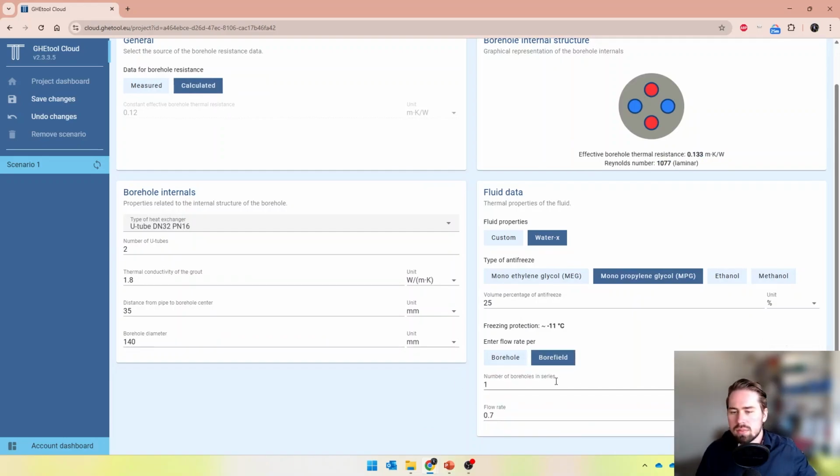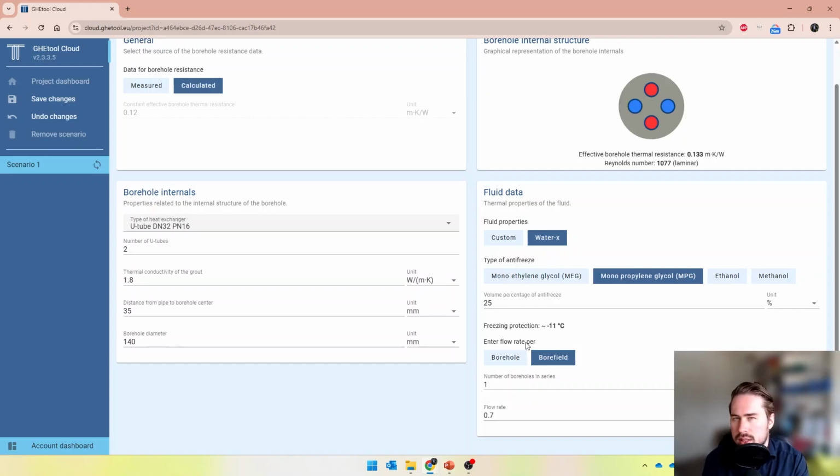Now, this difference is important because your flow rate, and we will create a whole separate video specifically for that topic, is determined by your heat pump and by your building demand. So check in the documentation what actually the flow rate is of your heat pump. And this flow rate will be divided over all your boreholes.